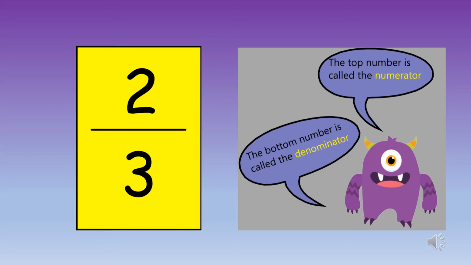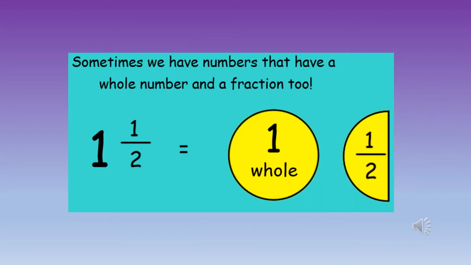Just a quick reminder here. Don't forget that the bottom number of a fraction is called the denominator and the top number is called the numerator. So sometimes we have numbers that have a whole number and a fraction too.